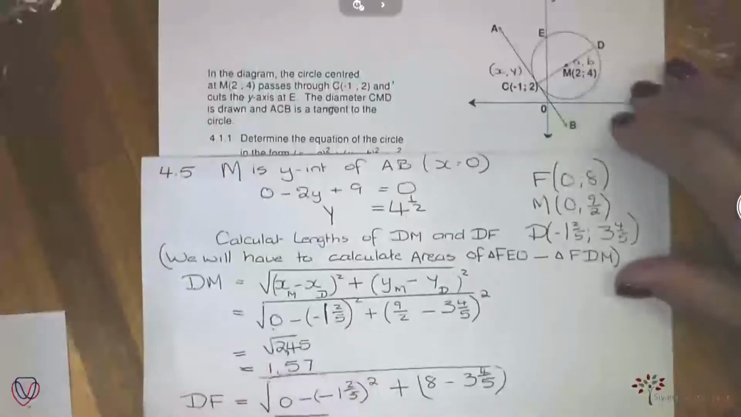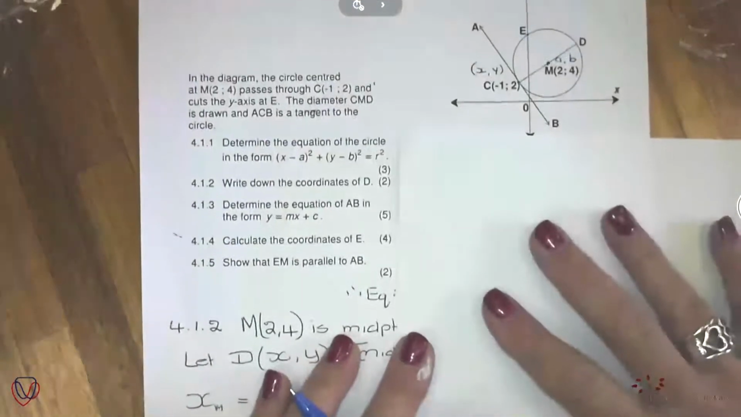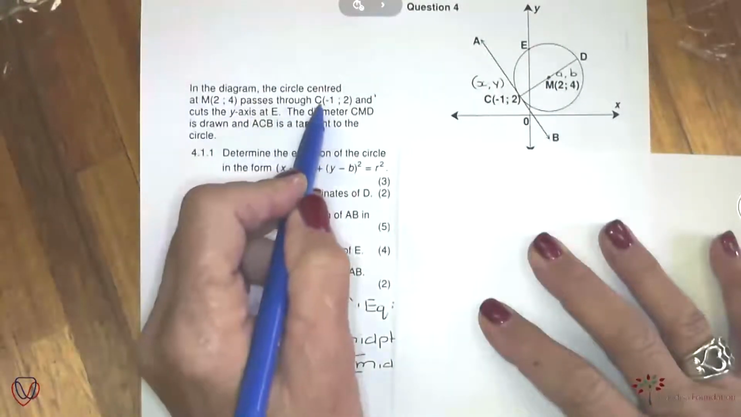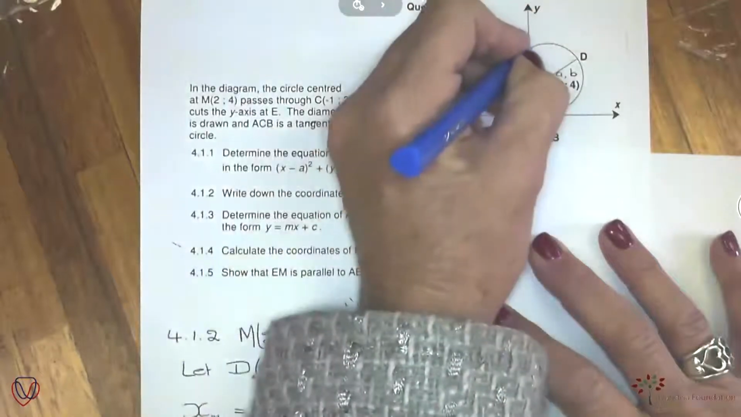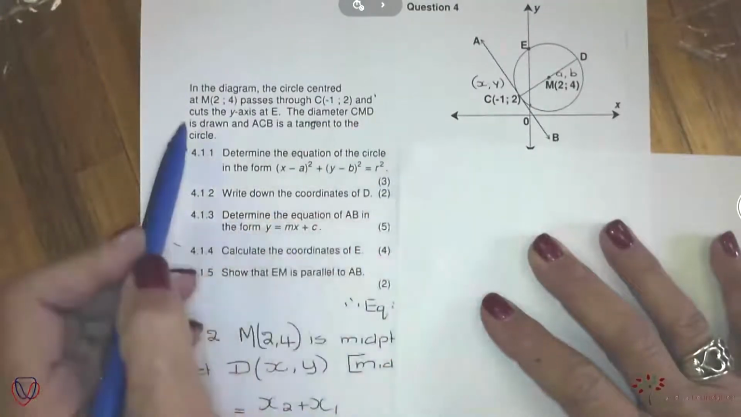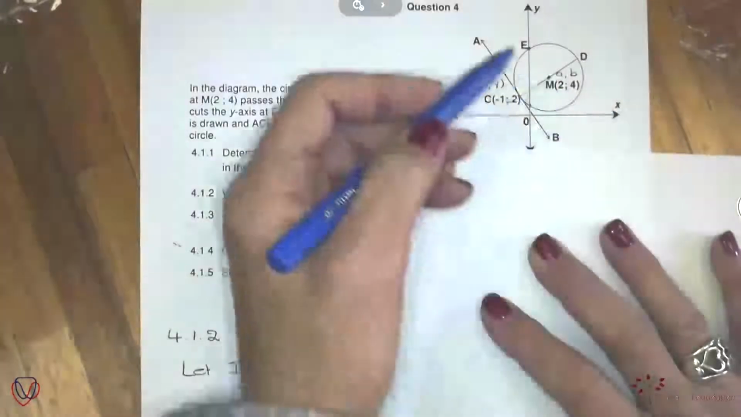And now we are going to be doing circles. Grade 12 work. Okay, let's see what they gave us there. They gave us, in the diagram, the circle centered at M(2,4), so it's a midpoint, passes through C(-1,2), there it is, and cuts the y-axis at E. So that is your y-intercept of your circle. There's another one. Can you see it? Don't forget. The diameter CMD is drawn, and ACB is a tangent to the circle. So that's a diameter, that's a tangent.